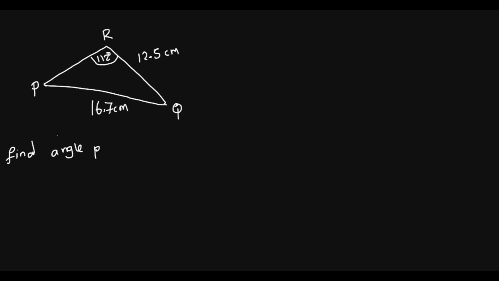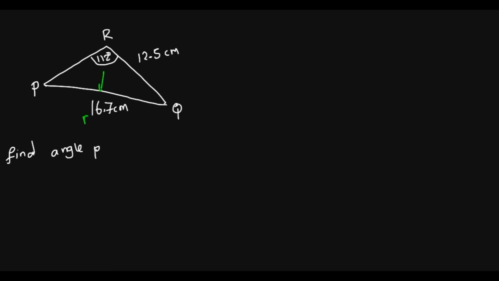Now let's look at what we have. How many distances do we have? We have two distances, 16.7 and 12.5. Then how many angles do we have? We only have one. For you to apply the sine rule, you need to look at the data that you have. If you are given two distances and one angle, then to calculate the second angle, sine rule must be applied. Now let's look at the first step that we should do.